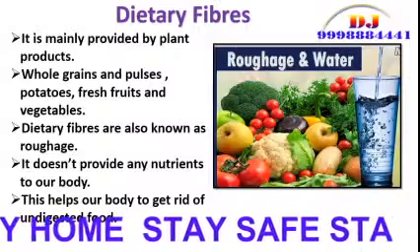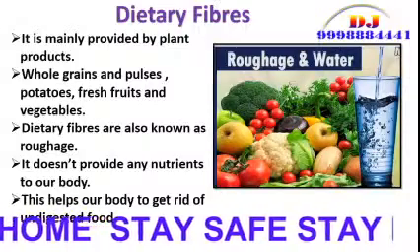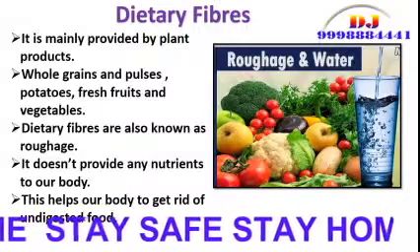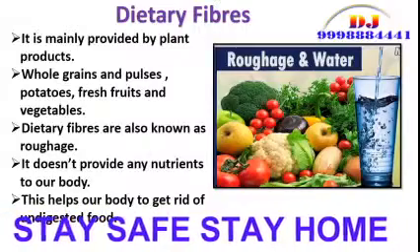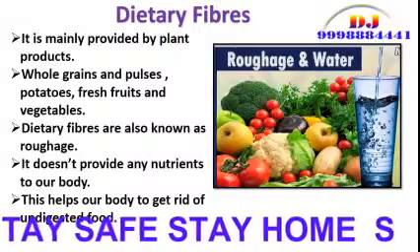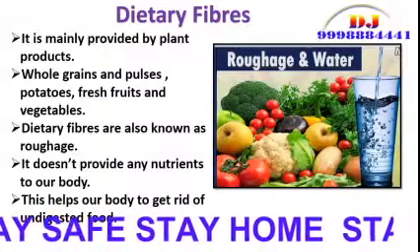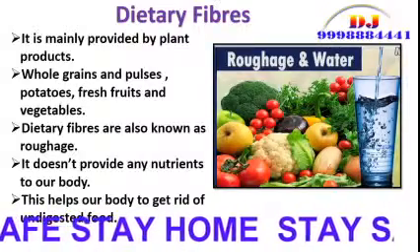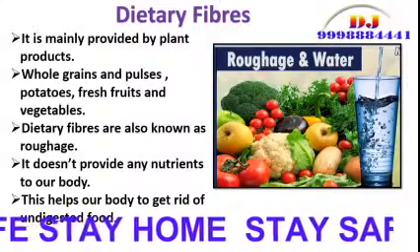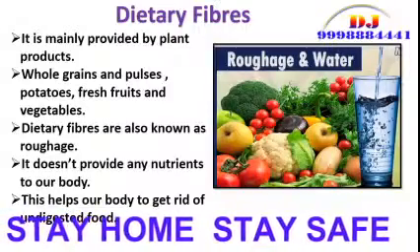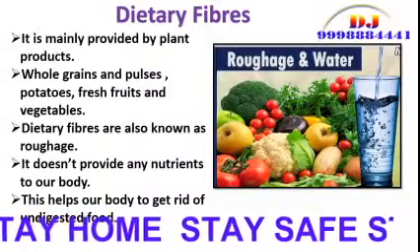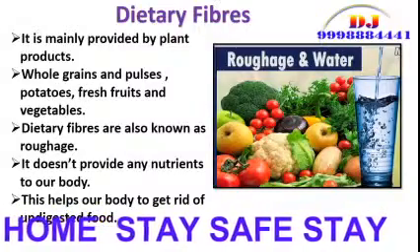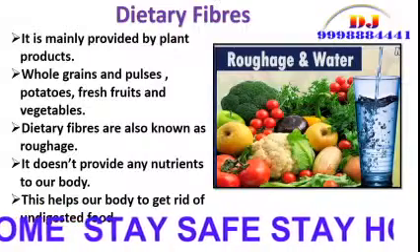Now the next one, components of food. That's dietary fibers. In the picture you can see the dietary fibers or roughage, and water. It is mainly provided by plant products. Dietary fibers we get from plant products: whole grains and pulses, potatoes, fresh fruits and vegetables. Dietary fibers are also known as roughage. They don't provide any nutrients to our body, but they are very helpful to our body to get rid of undigested food.